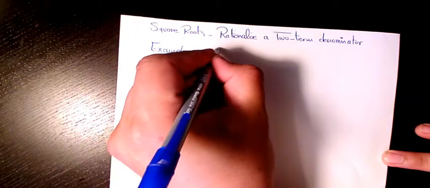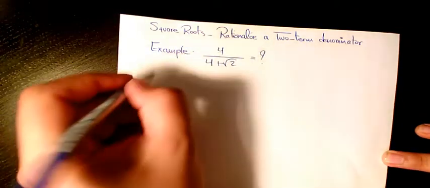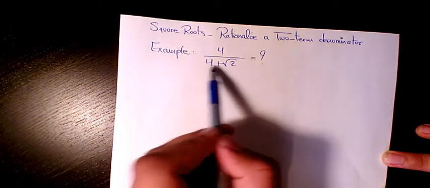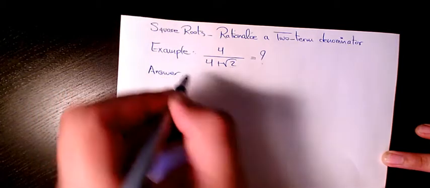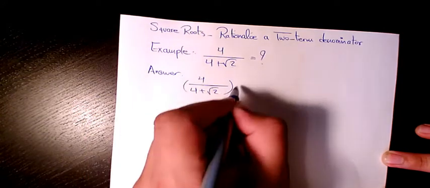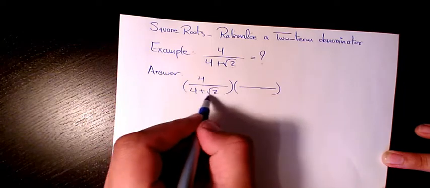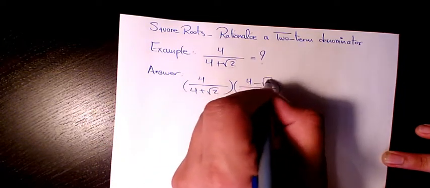We have first example is 4 over 4 plus root 2, and when I want to rationalize it, there are two terms in the denominator. One of them is square roots. So the answer is 4 over 4 plus root 2 multiplied by the conjugate of the denominator. Conjugate means that when you have 4 plus root 2, it's going to be 4 minus root 2.